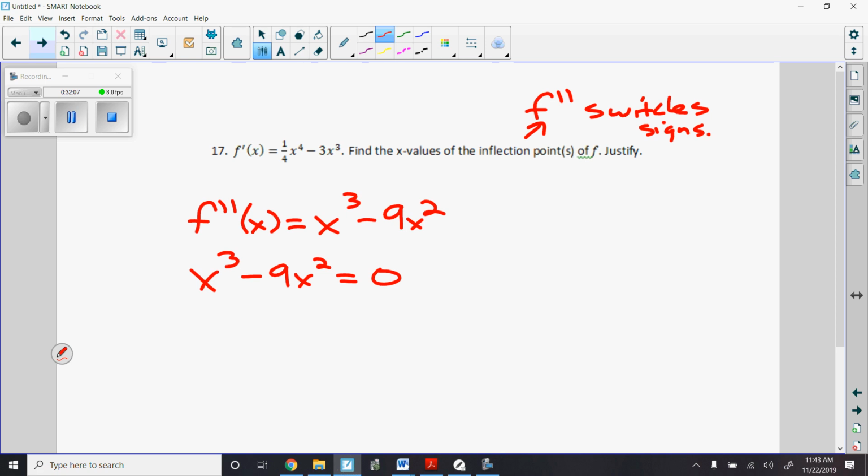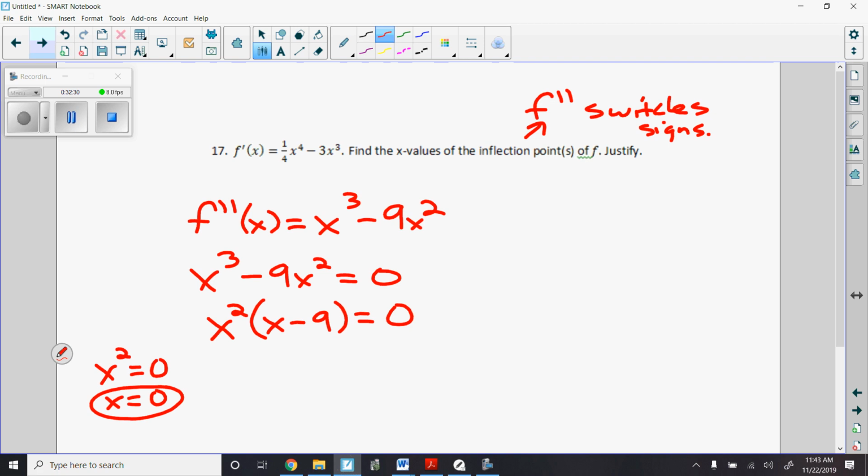To solve this then, I can factor out an x squared from both. I'm going to have x squared, parenthesis, x minus 9. So I want to set both of these equal to 0. So x squared equals 0. I can take the square root of both sides, x equals 0. That's one of my solutions. And then x minus 9 equals 0 at positive 9. So those are my two candidates for inflection points. But I can't call them inflection points yet until I actually make sure f double prime switches signs. And it's really important to do that test here.